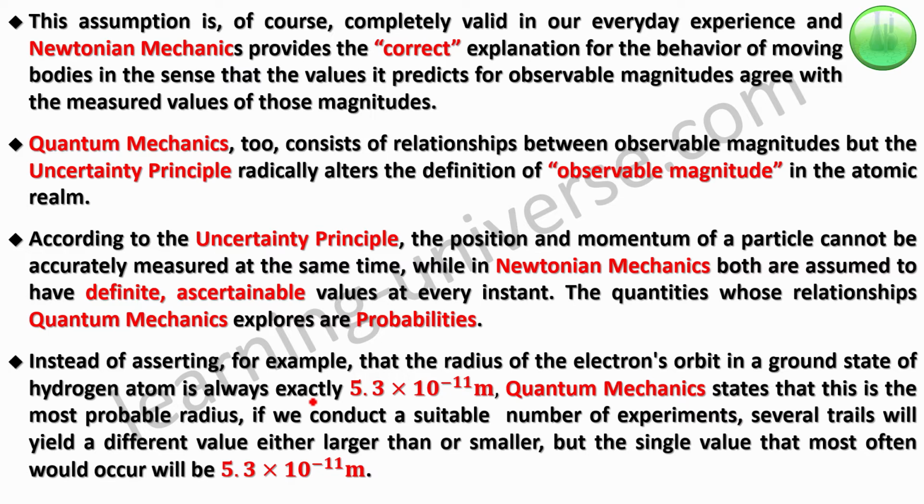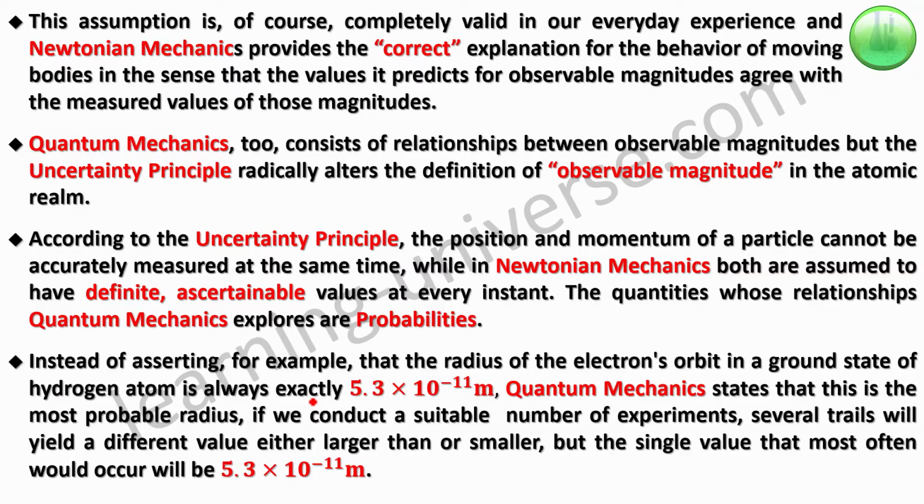So please understand that when we calculate the radius of a hydrogen atom, what quantum mechanics says is that the more trials you do, the more the probability you will get 5.3 × 10^-11, and it doesn't mean every time you're going to get that. So the single value that most often repeats itself is 5.3 × 10^-11 meters.